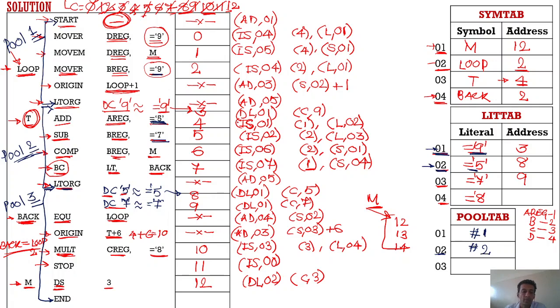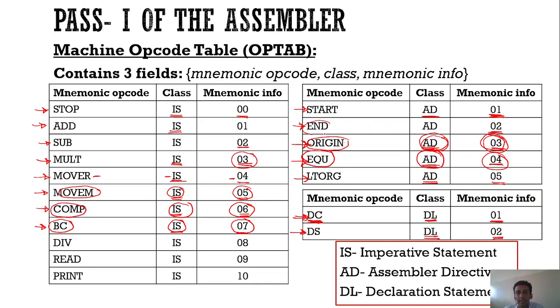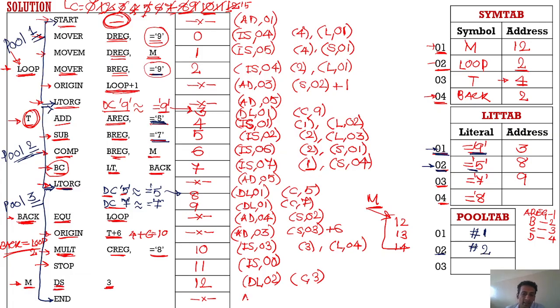Okay, now how should I update my LC? So LC is going to be current LC plus whatever value we have in the operand field of DS statement. So 12 plus 3, so next LC is going to be 15. Okay, then next instruction is end, which is an assembler directive. We need not perform LC processing. If you look at this, you will find end and its mnemonic info as 2. So I should write AD comma 02.